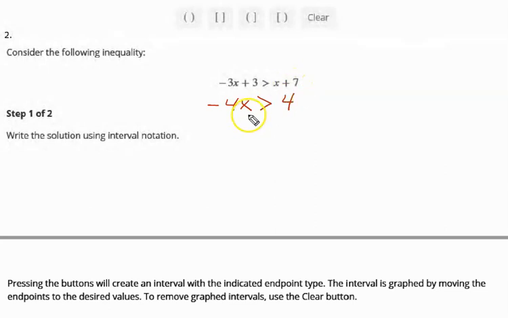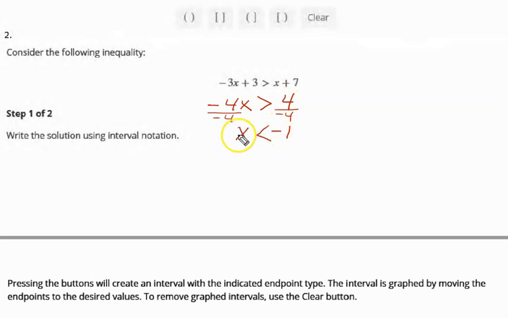Now the major difference is whenever I have to divide or multiply an inequality by a negative value, to keep the statement true, I have to reverse the direction of the inequality sign. So I'm going to divide this by a negative 4 and this side by a negative 4. So here this becomes now a positive, and this becomes a negative 1.